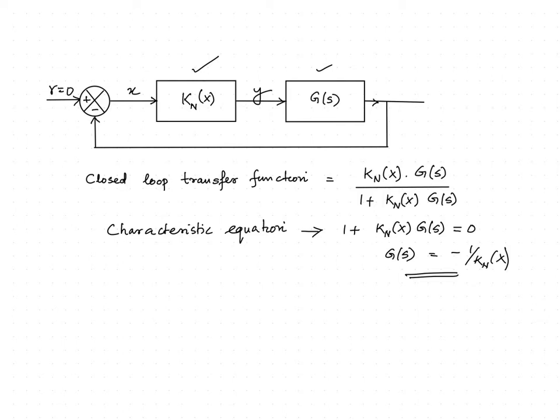We can say that unlike the critical point in the Nyquist stability criterion, we have a critical locus. That is because we have G(s) equal to minus 1/Kn(X). Thus, the critical locus is minus 1/Kn(X), where X varies from 0 to infinity.